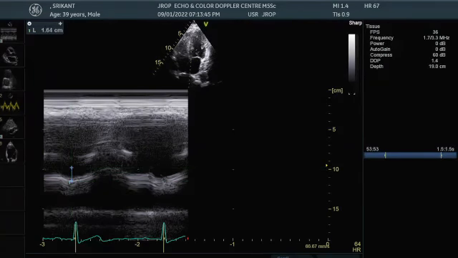14, 15, 16 millimeter. Like TAPSE, it's MAPSE. TAPSE was tricuspid annulus plane systolic. Yeah, yeah. This is mitral annulus plane systolic.